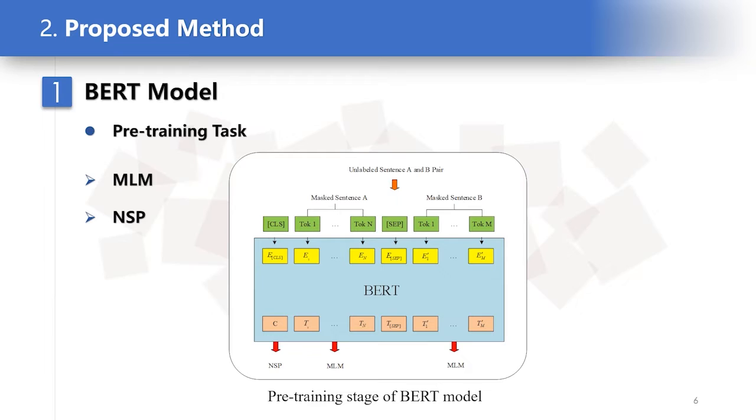The essence of the NSP task is a binary classification task. In the pre-training process of the BERT model, the model receives paired sentences, such as A and B, as input, and then predicts whether B is the next sentence of A. There is 50% probability that B is the next sentence of A, and 50% probability that B is a random sentence in the corpus.